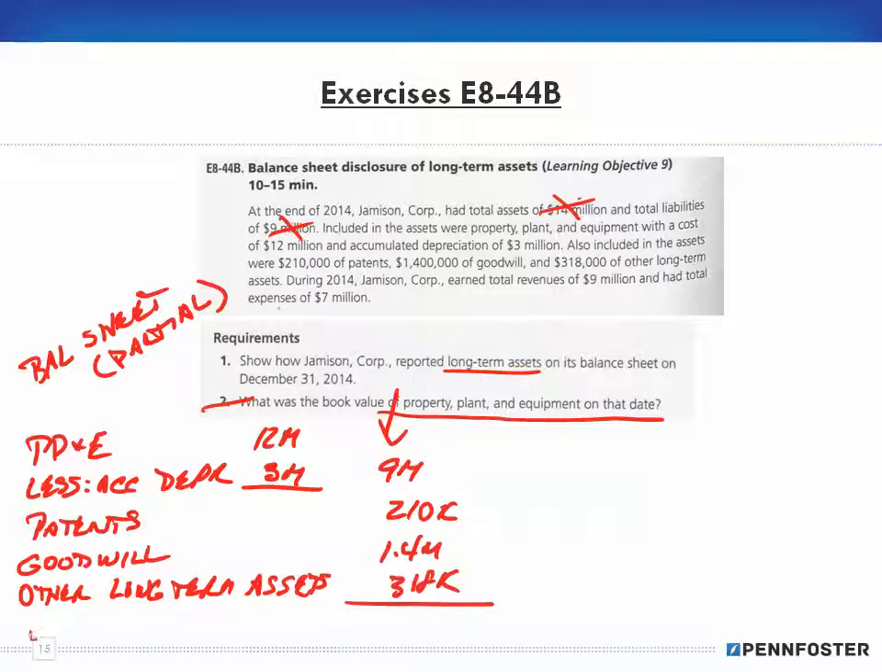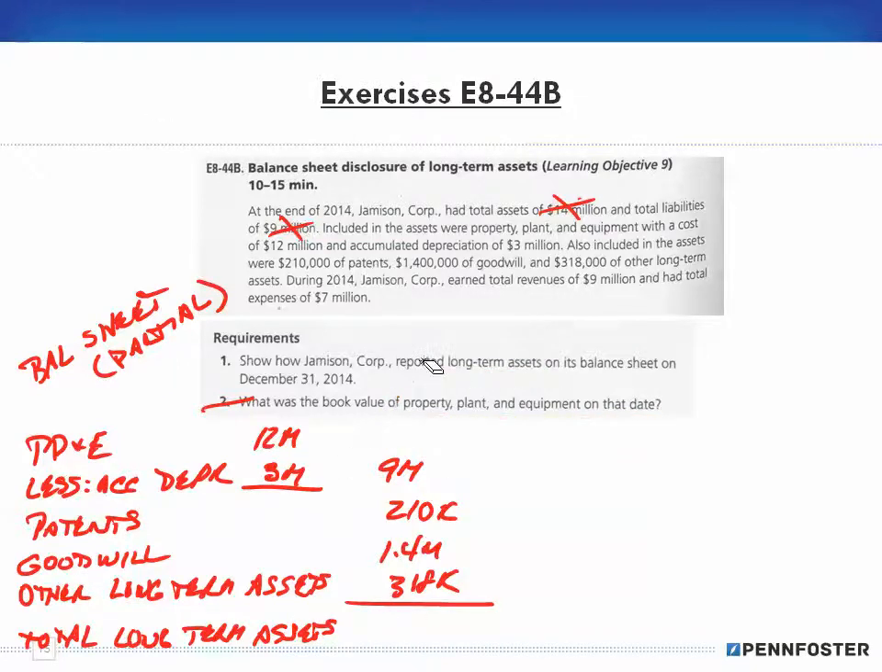So my total long-term assets would end up being 10,928,000. Well, actually, it would go in that column. It would go in this column, 10,928,000.